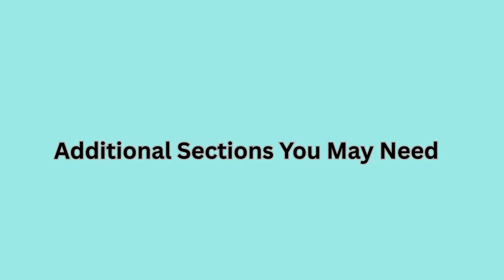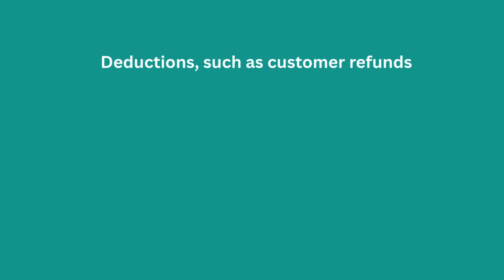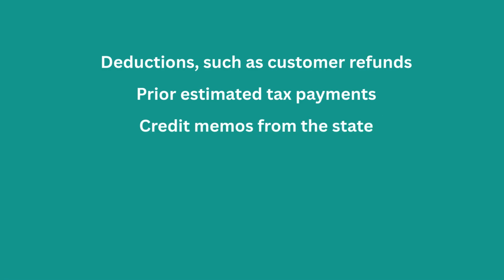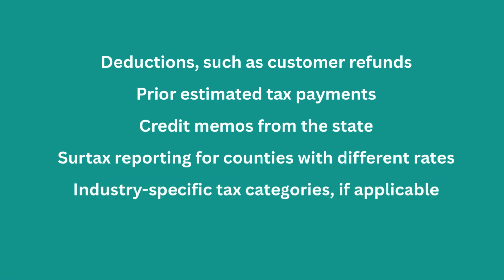Additional sections you may need. The return also includes spaces for deductions such as customer refunds, prior estimated tax payments, credit memos from the state, surtax reporting for counties with different rates, and industry-specific tax categories, if applicable.